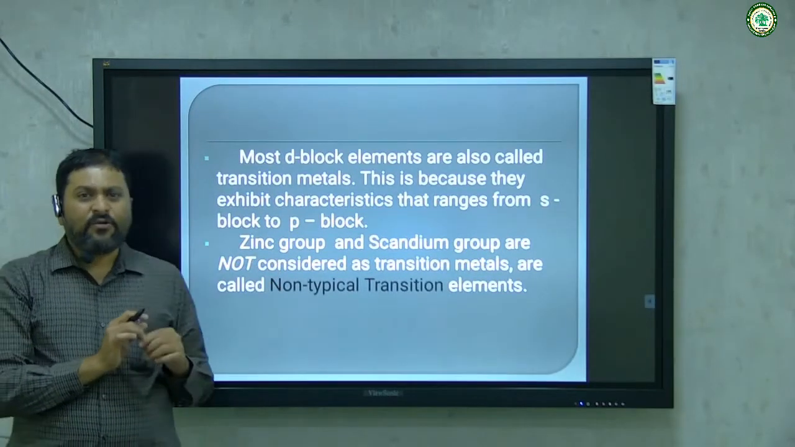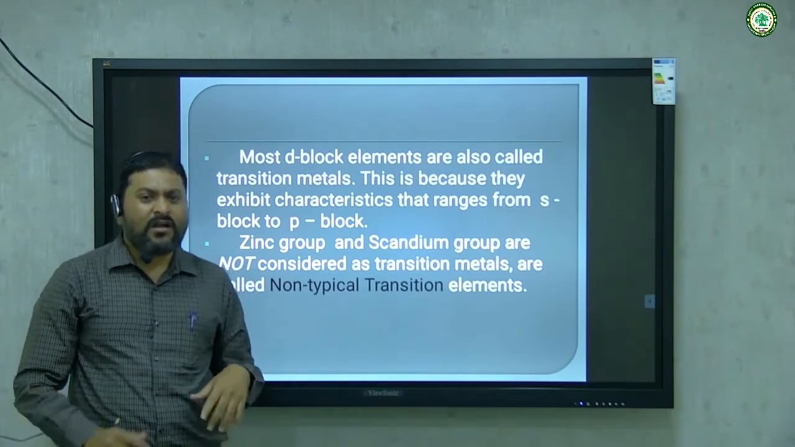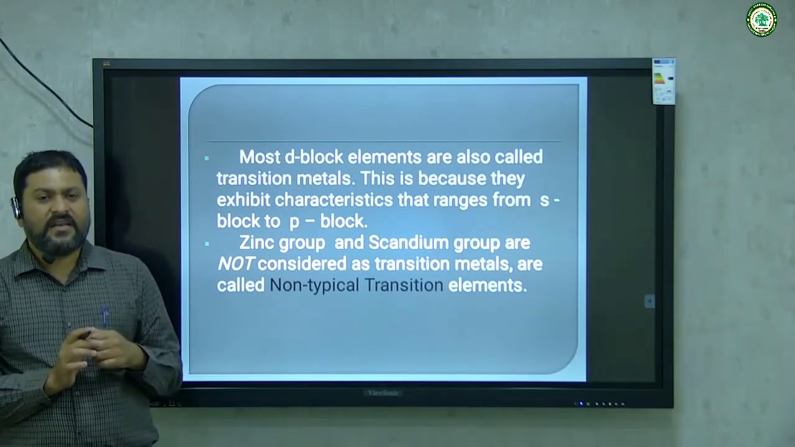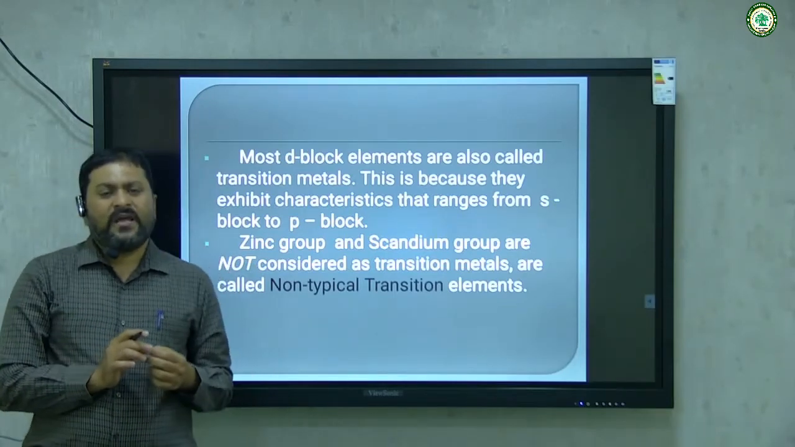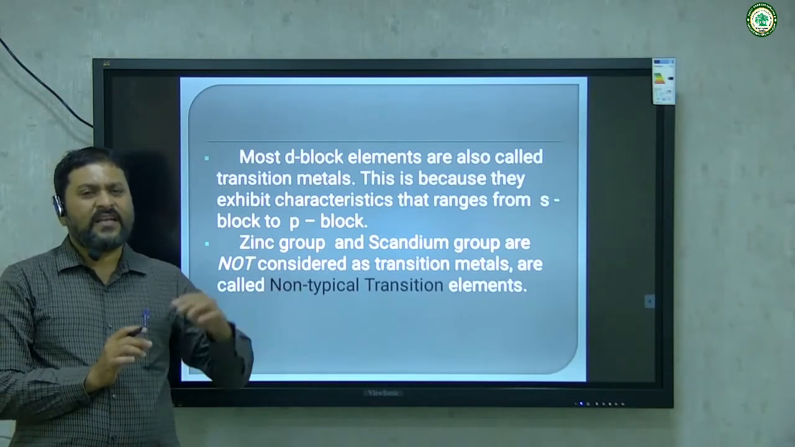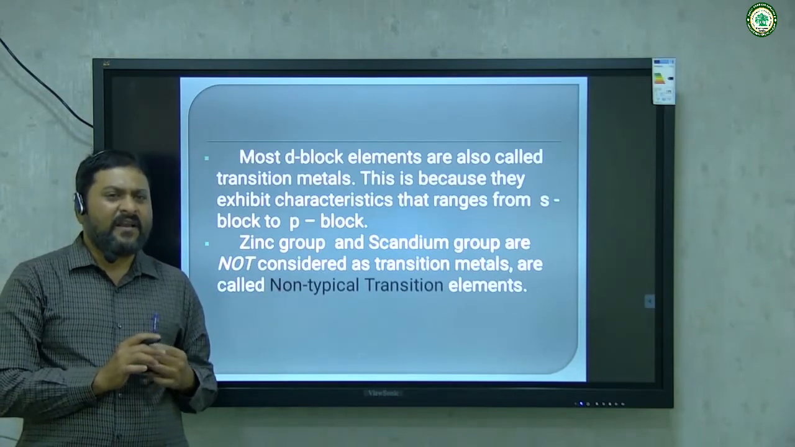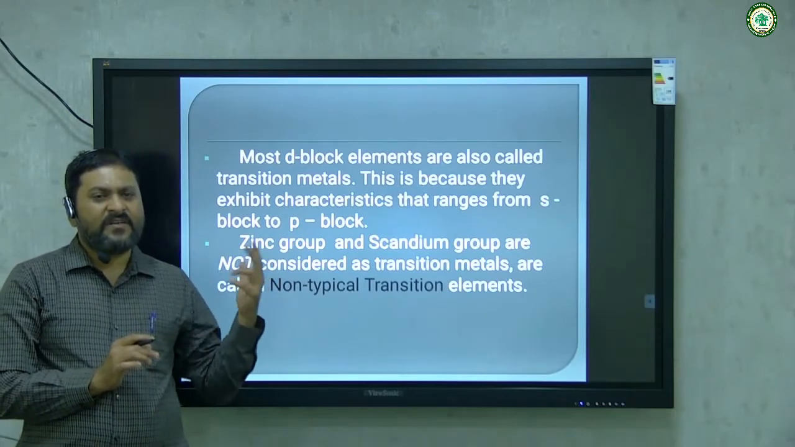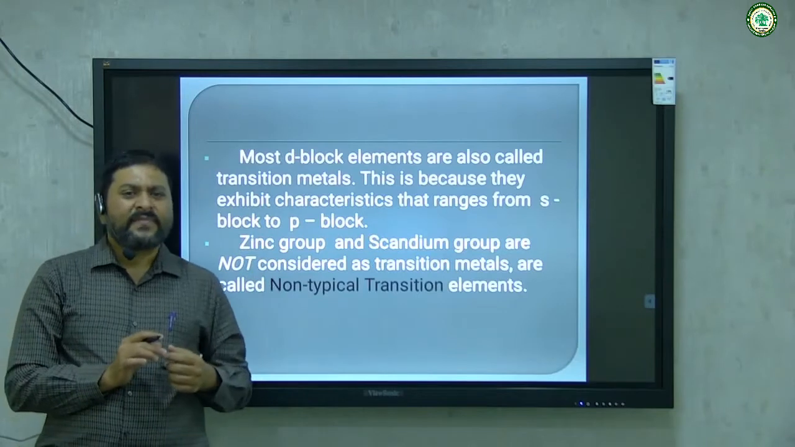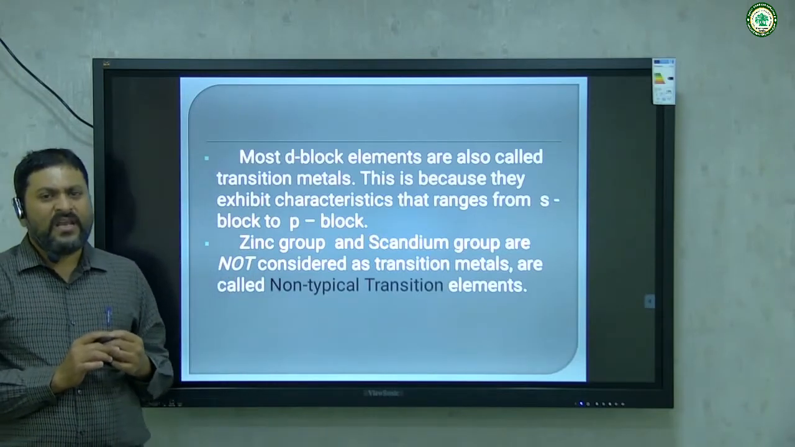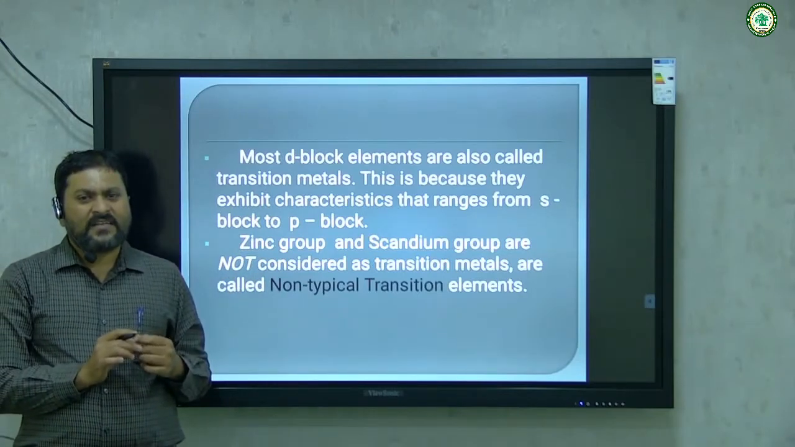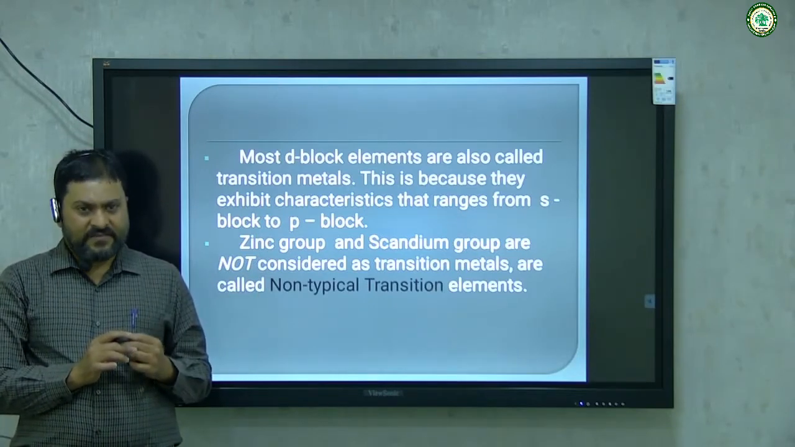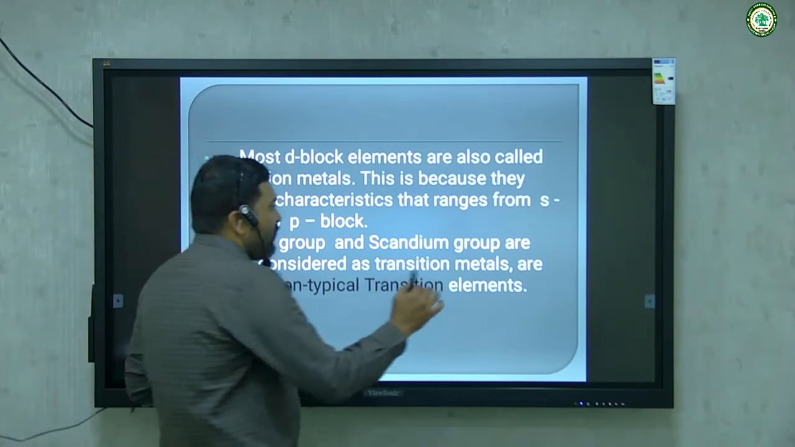After that, the zinc group and the scandium group are not considered as transition metals; they are called non-typical transition elements. That we will explain later. Means while studying the D block elements, there are two elements, that is zinc and scandium. Scandium is the first element and zinc is the last element. These two elements or groups are not considered as transition metals, or they are known as non-typical transition metal elements. Okay, that we have to see later.